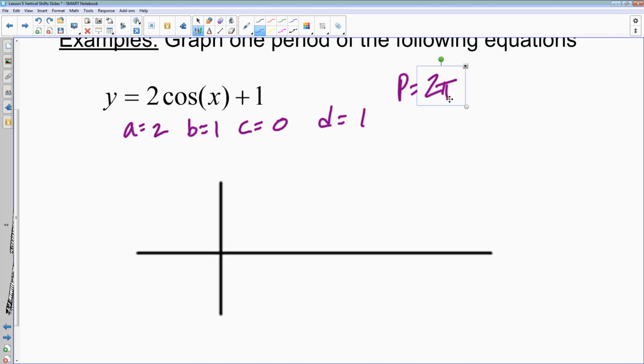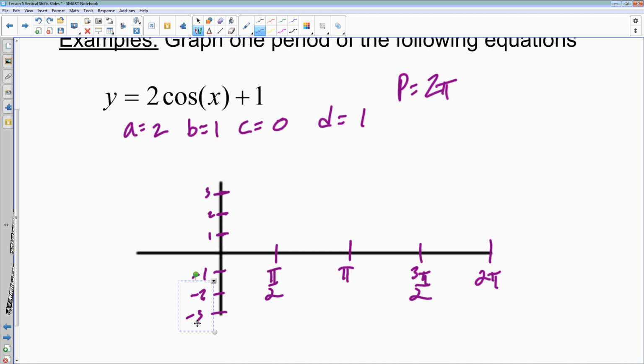So here we go. 0, 2 pi, pi, pi over 2, and 3 pi over 2. Okay, now because my a value is 2 and I'm going to shift up 1, I want to make sure I include maybe 1, 2, and 3 on my y-axis. I can do the same thing, -1, -2, -3 on my y-axis if I want to. Now, my midline, again, has shifted up 1 unit.